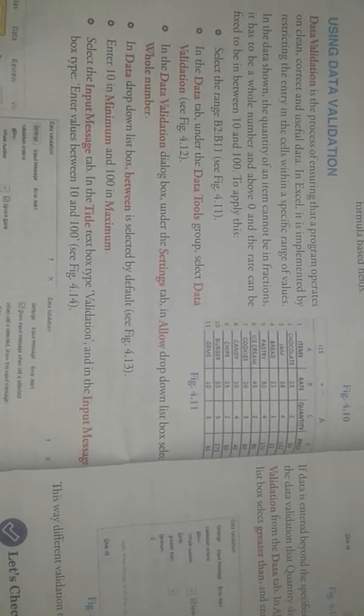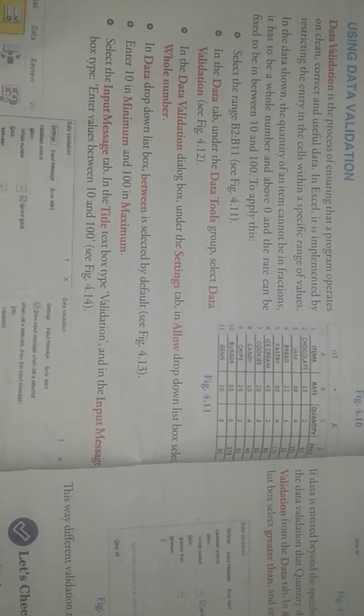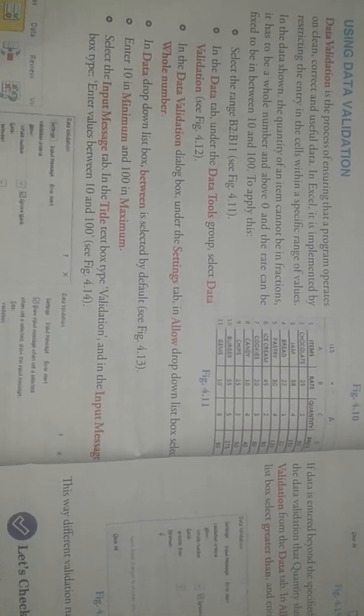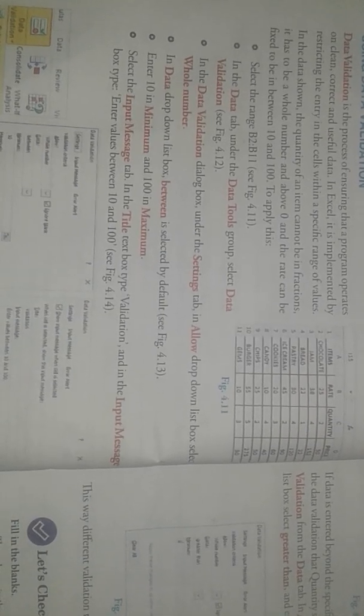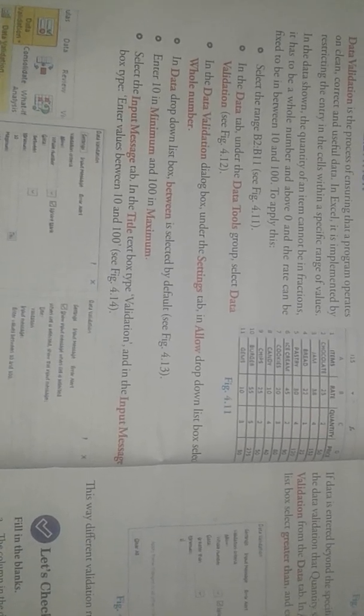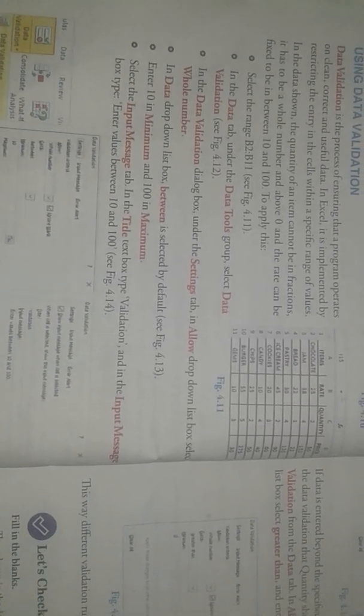Select the range. In the Data tab, under the Data Tools group, select Data Validation. In the Data Validation dialog box, under the Settings tab, in the Allow drop down list box, select Whole Number. In the Data drop down list box, Between is selected by default. Enter 10 in minimum and 100 in maximum. Whenever we select a minimum and maximum, we get a type of boundation. We can't enter a number less than 10 or more than 100.